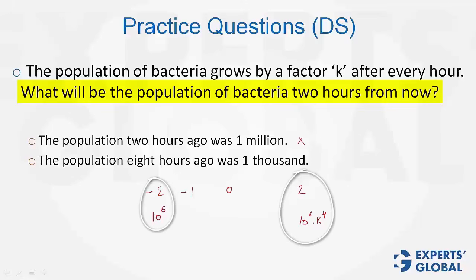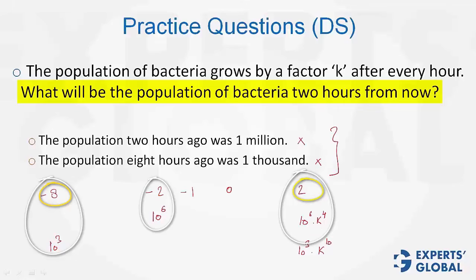Look at statement 2. It says that 8 hours ago, the population was 1,000. That is 10 cubed. Again, we can only deduce that if it is 10 cubed here, then 10 hours later, from negative 8 to 2, the population will be 10 cubed times k to the power of 10. That's what can be said. We still don't have the value of k. So statement 2 is also not sufficient.